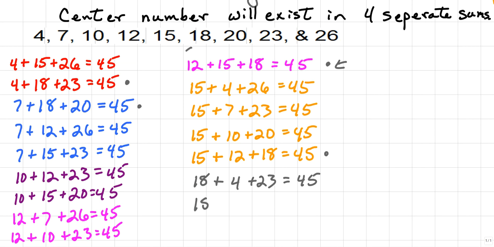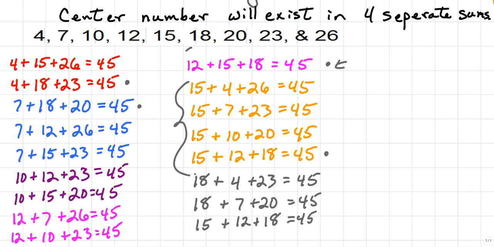We also have 18 plus 7 plus 20 is equal to 45. And then we have 15 plus 12 plus 18, and that's equal to 45. And it makes sense that there wouldn't be any other triples, because this right here has already taken care of the center square.